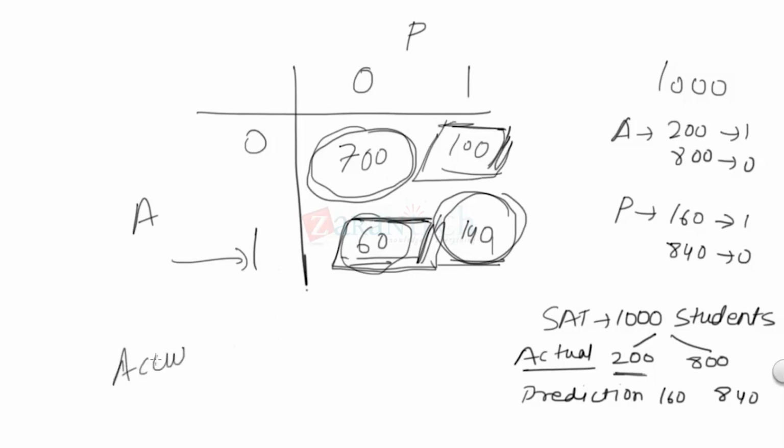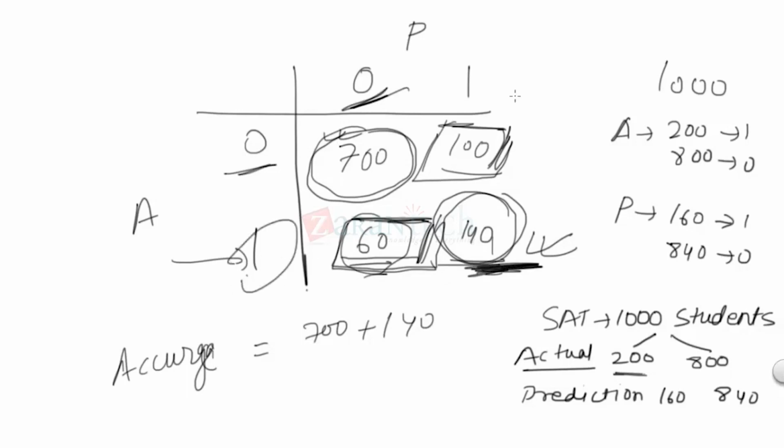So what is the accuracy in this case? Accuracy will be 700 plus 140. These two are predicted correctly: this was actually 0 and we predicted 0, and this is actually 1 and we predicted 1. A prediction is right when yes is a yes and no is a no. So 700 were actually not admitted and we predicted the same, and 140 is also correct. We divide by 1000, so we get 84% accuracy in this situation. Am I clear now?